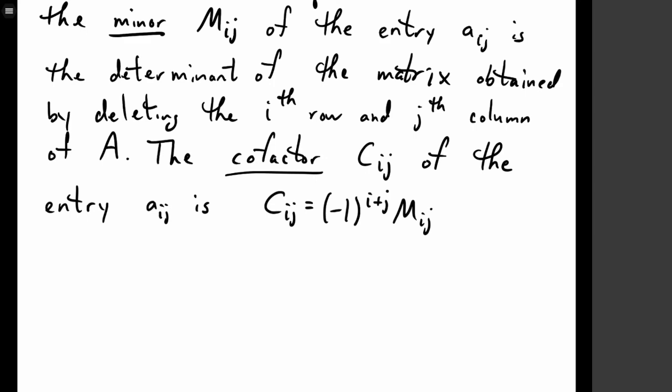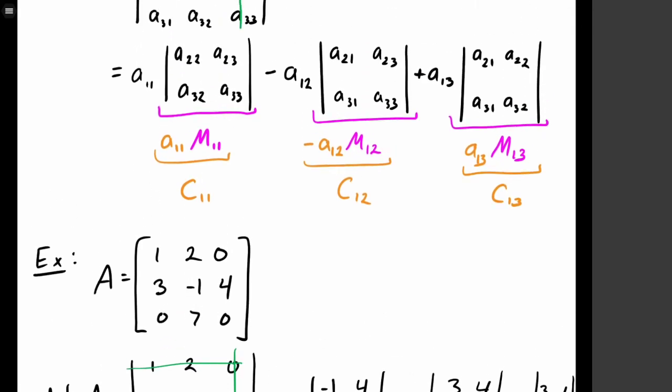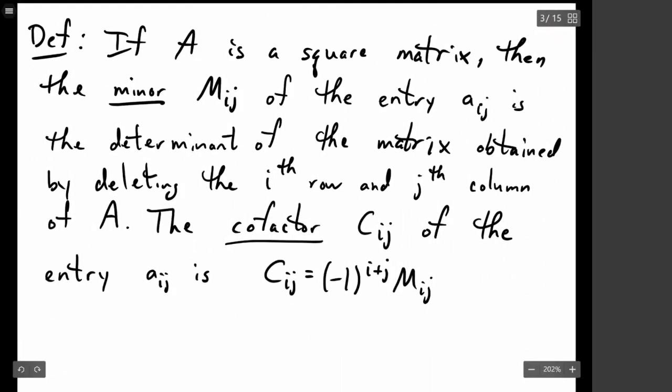Actually, first, let me point out, I realized I made a mistake in the last video. These cofactors don't include the A's. That's a mistake on my part. So, what do these minors and cofactors have to do with the determinant? Well, first, before we get on with that, let's do some examples of computing minors and cofactors.